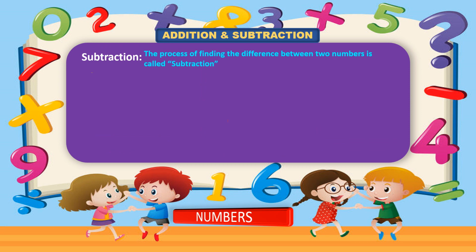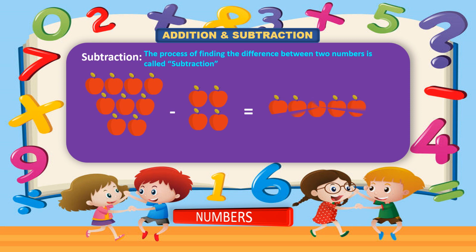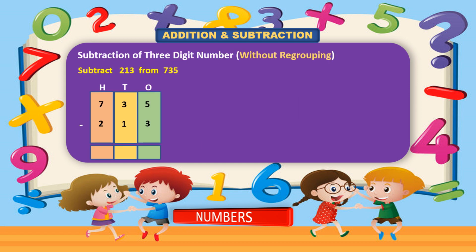Subtraction. The process of finding the difference between two numbers is called subtraction. For example, you have 9 apples in your hand. You gave 4 apples to your sister. Now, how many apples in your hand? Yes, there are 5 apples. So, 9 minus 4 is equal to 5.